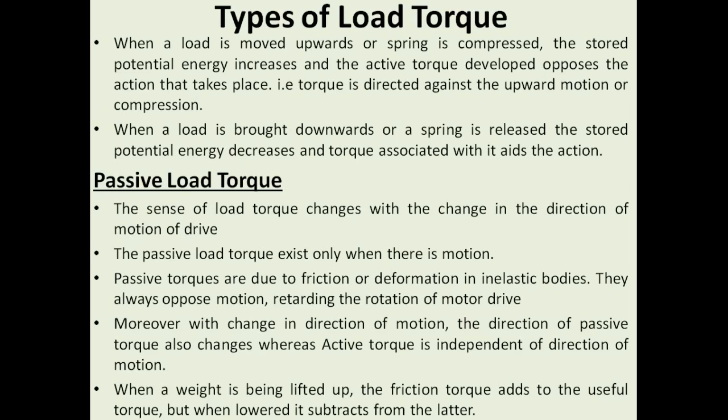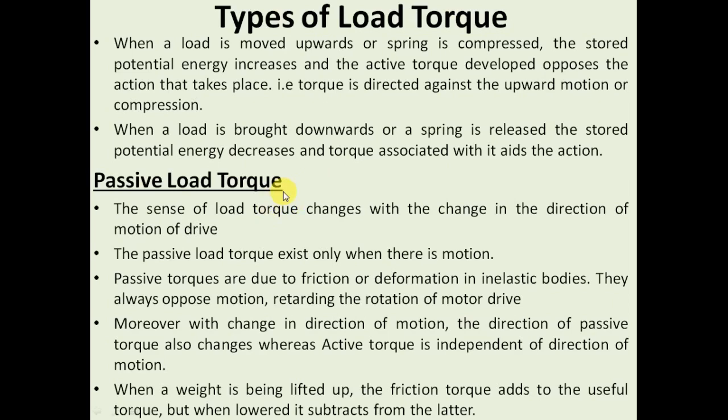Consider the opposite case, that is, the downward motion of the hoist. When a load is moved downwards, the potential energy goes on decreasing. Now the gravitational pull, that is the active torque, will be acting in the same direction as that of the real action, that is, the load is moving in the downward direction. So when this active torque acts in the same direction as that of the real action, the potential energy goes on decreasing, whereas when this active torque acts in the opposite direction to that of the real action, the potential energy goes on increasing. Hope it's very clear for you.